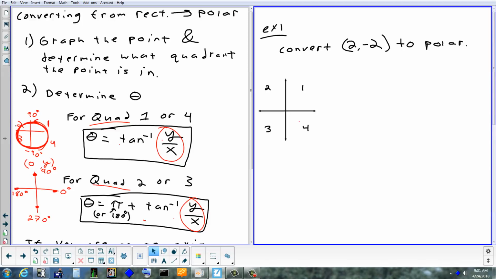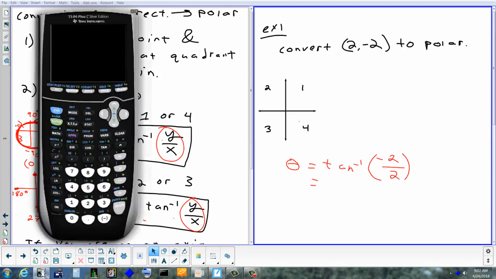Okay, so now to find theta, I'm going to look at my formula for quadrant 4. Cassandra, if I'm in quadrant 4, is that the one where I have to add the 180 or no? No, don't have to add it. So it's inverse tangent. And Luke, what's going to go in the top of my fraction? -2. And the bottom? 2. Okay, so type that in and see what you get.